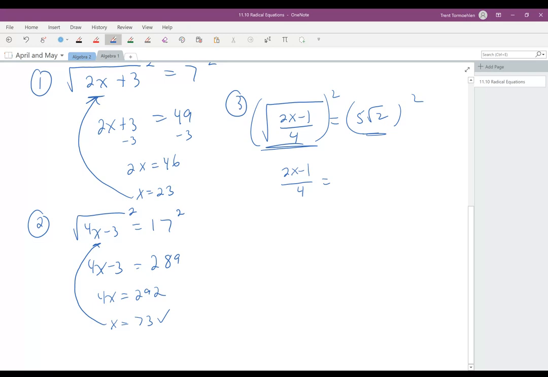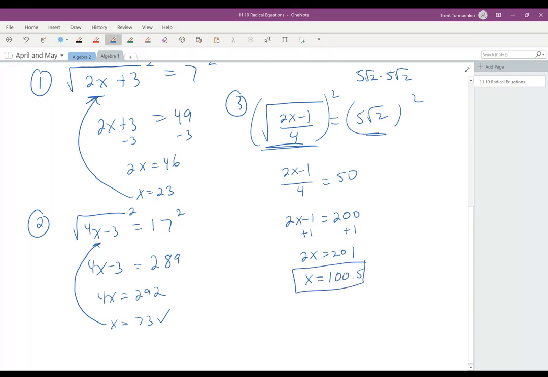And then 5 root 2 squared. Well, you've got to think about how you handle that. 5 root 2 squared is just going to be the same as 5 root 2 times 5 root 2, which gives you 25 times the square root of 4, which is the same as 25 times 2, which is 50. And so then we can solve from there, and you get 2x minus 1 equals 200. Add 1 to both sides, we get 2x equals 201. So x just turns out to be 100.5.